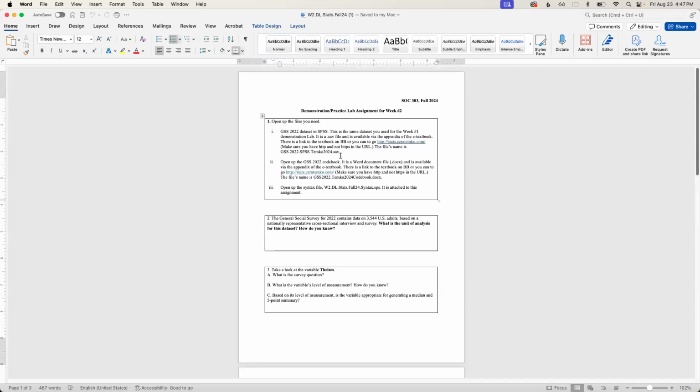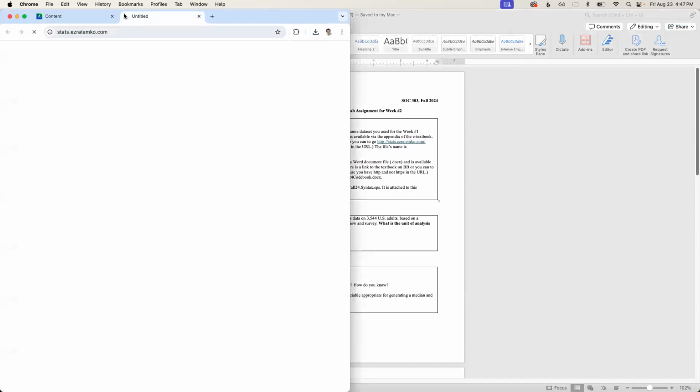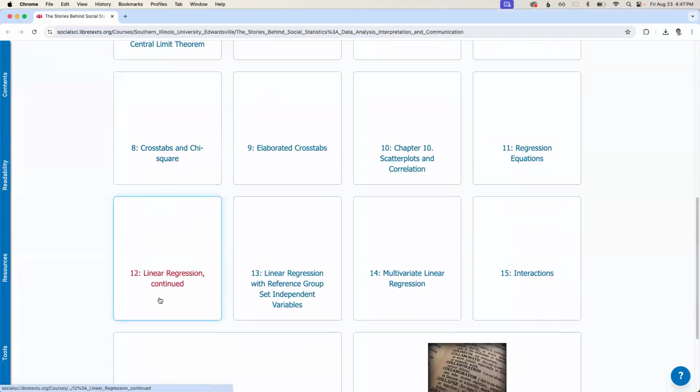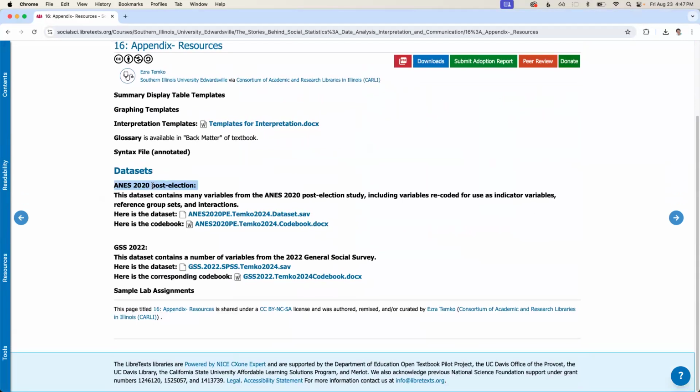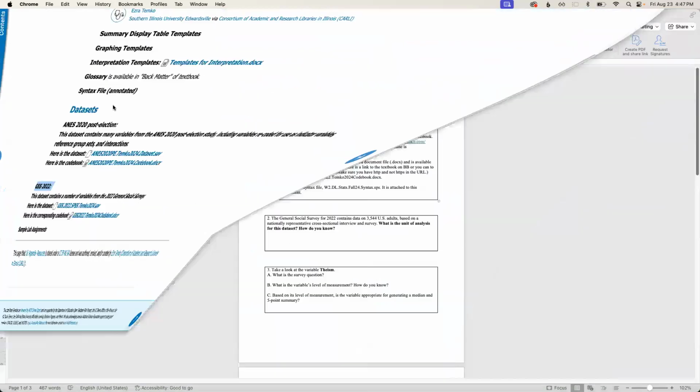So the first thing it says is to open up the files you need. So this is the same data set that you opened up for the demo lab last week to take the screenshot. Same thing, if you're at the textbook and you go to the appendix, you'll see right under data sets, here's the AINS one, that's what you're going to use for the independent lab. Here's the GSS one. So you'll download and open this data set, and you'll open this code book. You didn't look at that last week, but you'll open both those files.